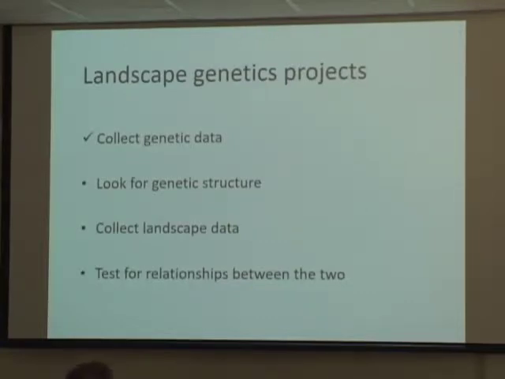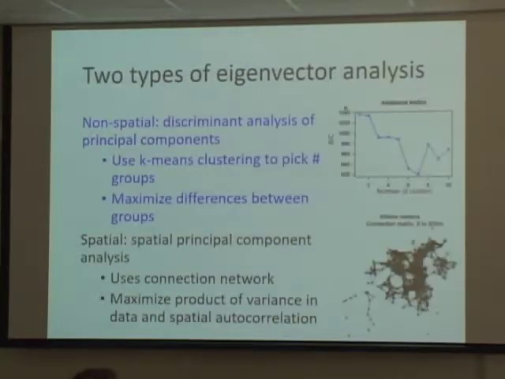Okay, so I've collected my genetic data and I've told you about this new method that I used to do it. I'm now going to look for genetic structure. To look for genetic structure, I use two types of eigenvector analysis. The first one is called discriminant analysis of principal components, and this is a non-spatial method. So using BIC, I selected the most supported number of clusters in each of my data sets.